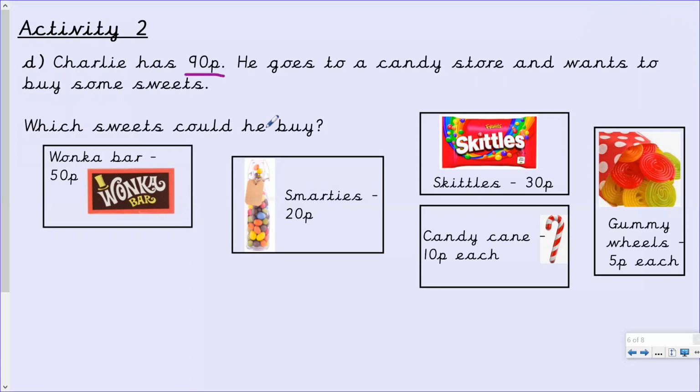Which sweets could he buy? Charlie could buy more than one item of each sweet as well. So keep that in mind for answering this question. Pause the video and have a go at thinking about which sweets he could buy. We've got a Wonka bar for 50p, Smarties for 20p, Skittles for 30p, candy canes for 10p each, and gummy wheels for 5p each. Pause the video and have a go at working it out. Play the video when you're ready.